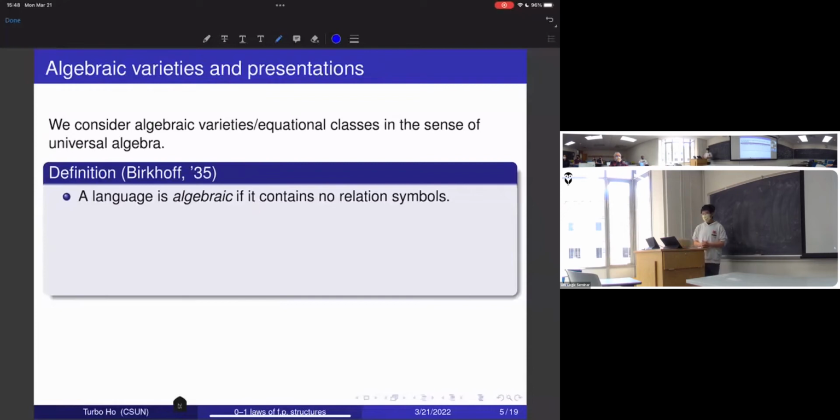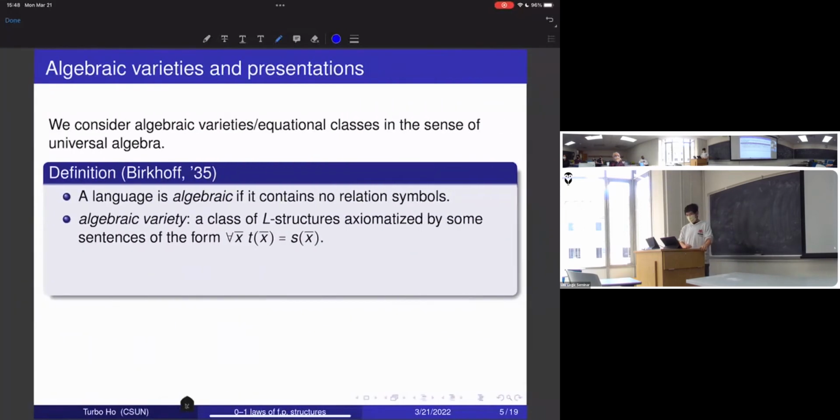First, you define the language as algebraic if it has no relational symbols, so you allow only functions and constants. And then you say a class of structures over an algebraic language is an algebraic variety if you have an axiom for this class where every axiom looks like: for all x, some term on x equals some other term on x. Okay, so for instance, we'll look at the example.